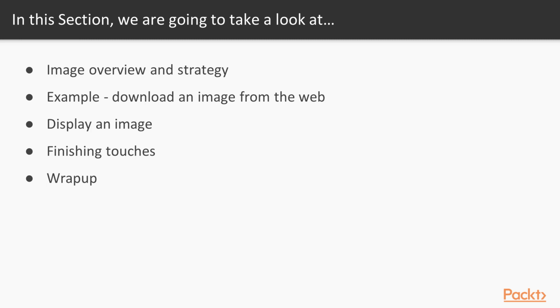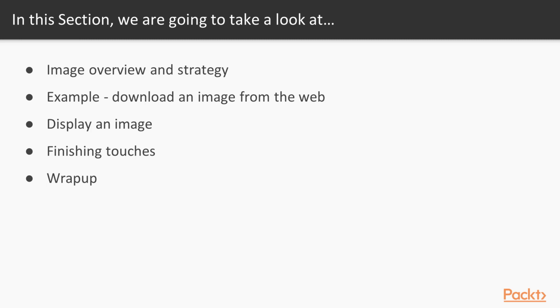In this section, we are going to take a look at images. We'll start with an image overview and strategy. Then we'll do a hands-on example where we download an image from the web. Then we'll show how to display an image. With that, our application is mostly finished up, so we'll move on to a few finishing touches and then a wrap-up of this video course.